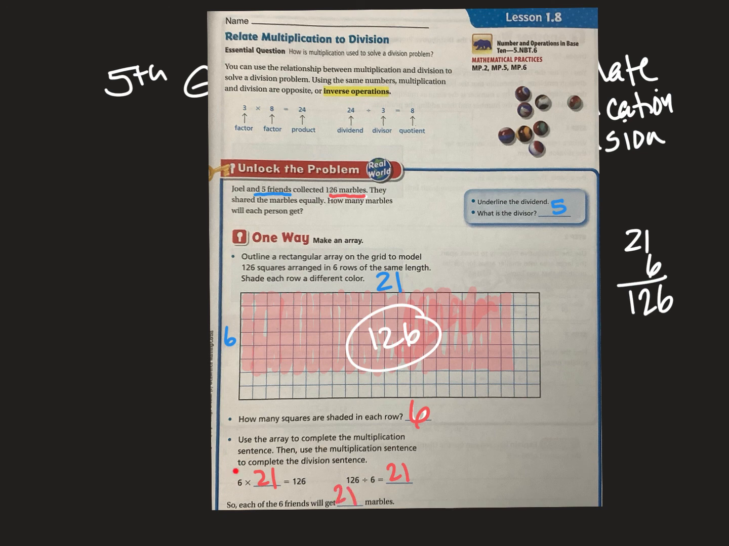So you could see when I do 6 times 21 equals 126, I could reverse that. 126 divided by 6 equals 21, because division is the inverse of multiplication. Let's look at another way, using the distributive property, where you can pull things apart to make them easier to work with and then put them back together again.